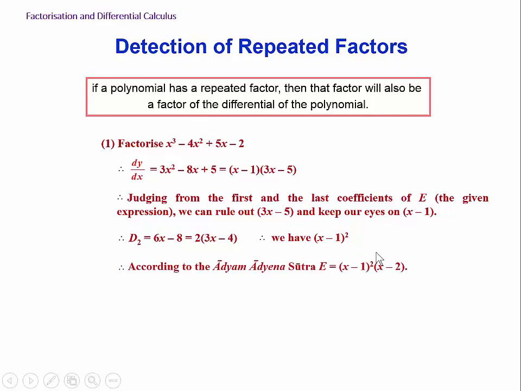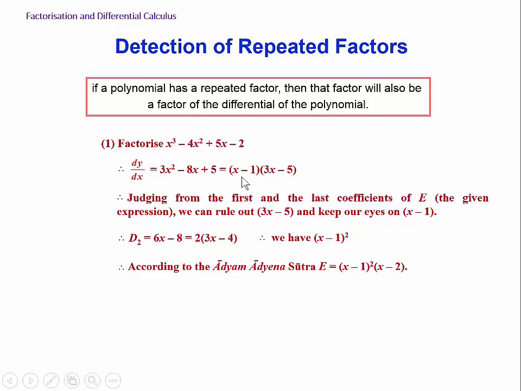And according to the Adyamadhyana Sutra, E is therefore this, because we know we've got x minus 1 squared, and looking at the first and last terms there, that means we've got to have x and minus 2 here to make E. So that's the logic involved in working this out.